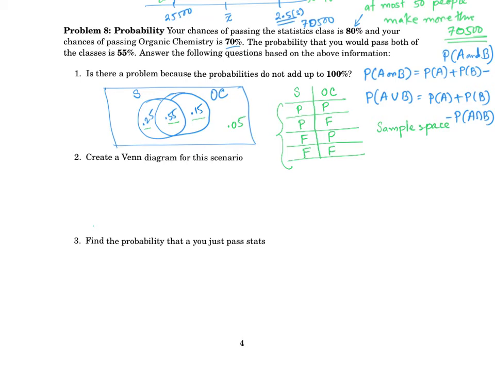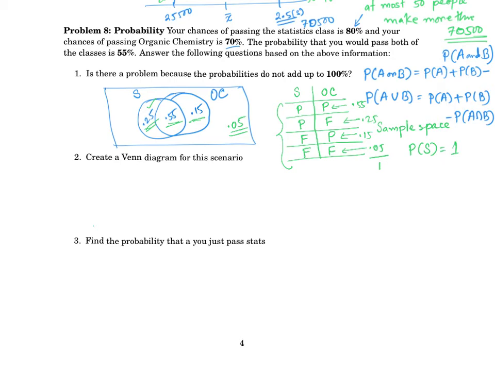So you just look. If this happens, you are passing statistics, failing OChem. That's 0.25. Passing both, that's 0.55, the middle one, right? So it's going to be 0.55 here, 0.25 here. Failing statistics, passing OChem is going to be 0.15. And failing both of these means you're outside of this Venn diagram, in the universe of 2 classes, which is 0.05. All of these should add up to 1. Remember, the sum of all the probabilities must add up to 1, kind of like the probability of the sample space S. The sample space is always 1, right?